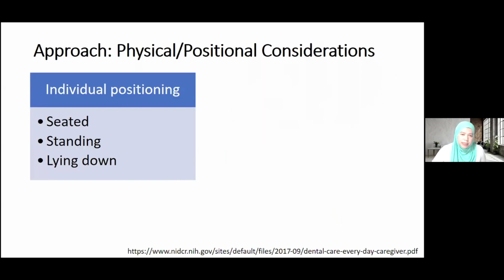The second approach is in terms of positioning, whether we're looking at how the patient or the individual is positioned, whether they're seated either in a wheelchair or in the kitchen chair, lounge chair, bathing chair, whether sitting is preferred, or whether standing would be preferred. And if the patient is lying down, whether the torso needs to be supported or to the side.